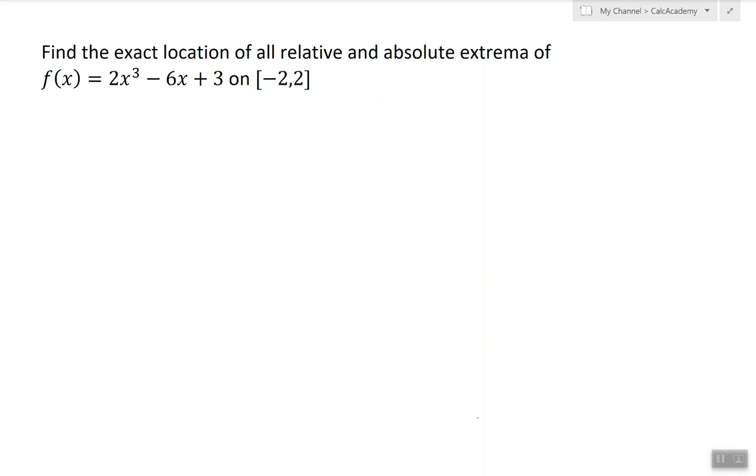In this video, I will show how to find the relative and absolute extrema values of a function given by the equation on a closed interval. So the plan is to find all the critical values, that is, find the derivative of the function and set it equal to 0, or find the values where it doesn't exist.